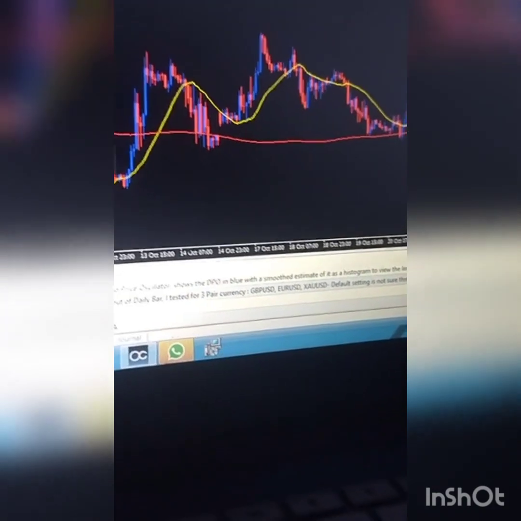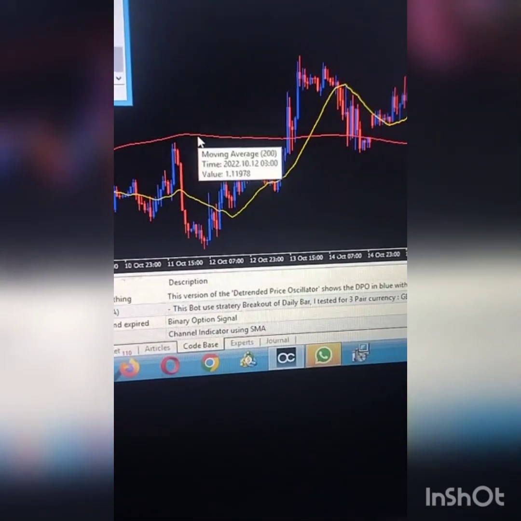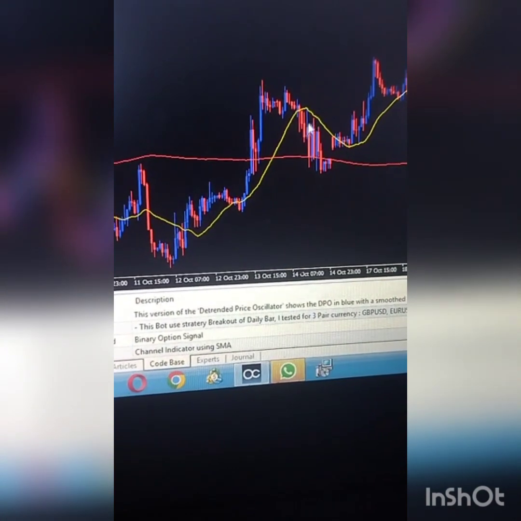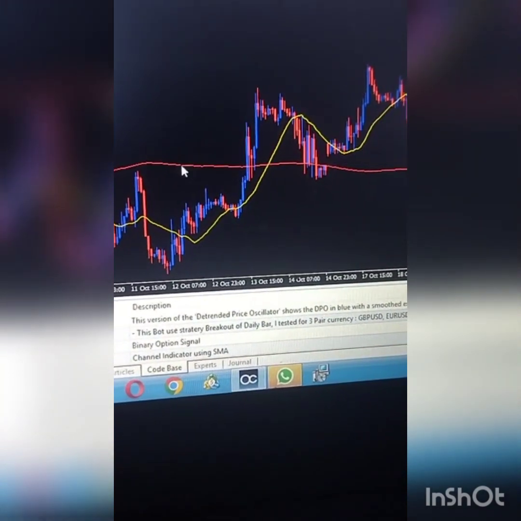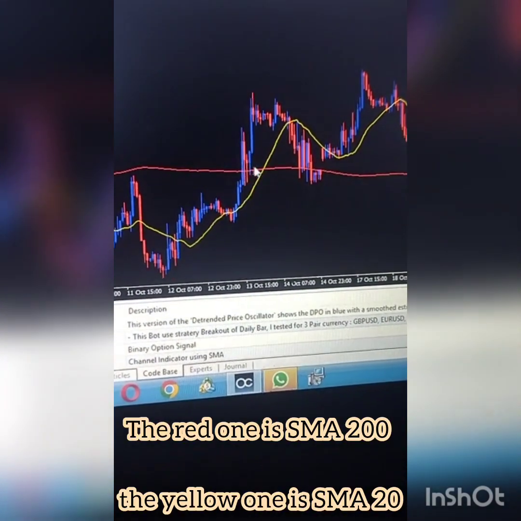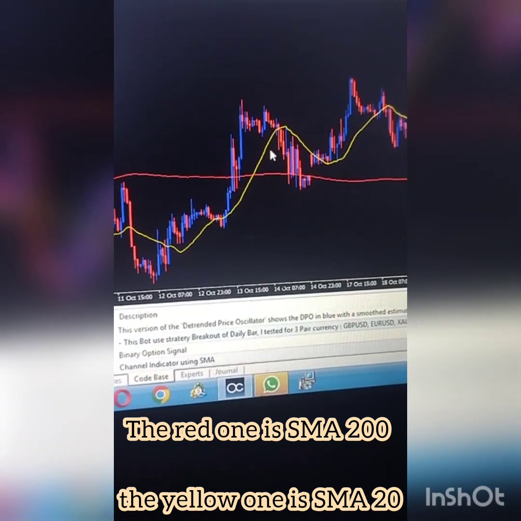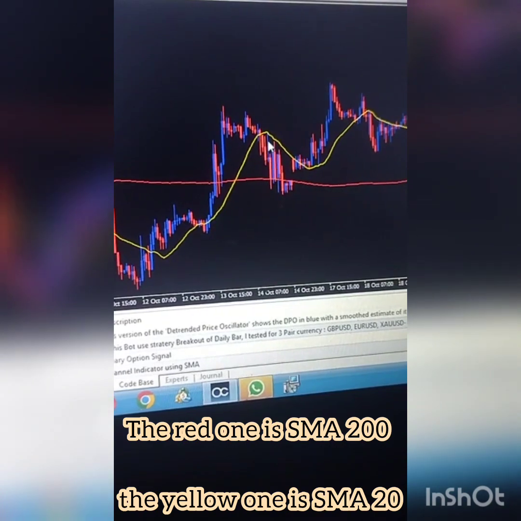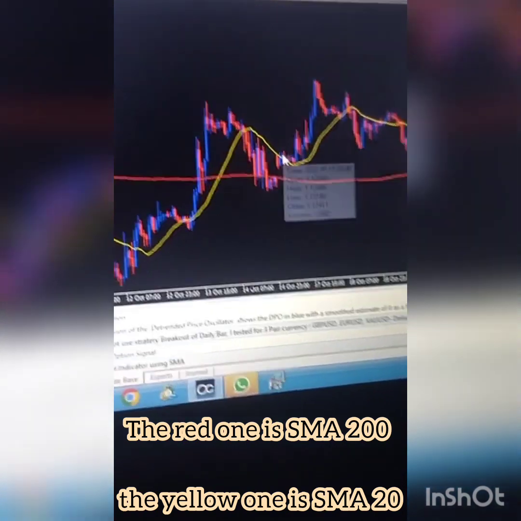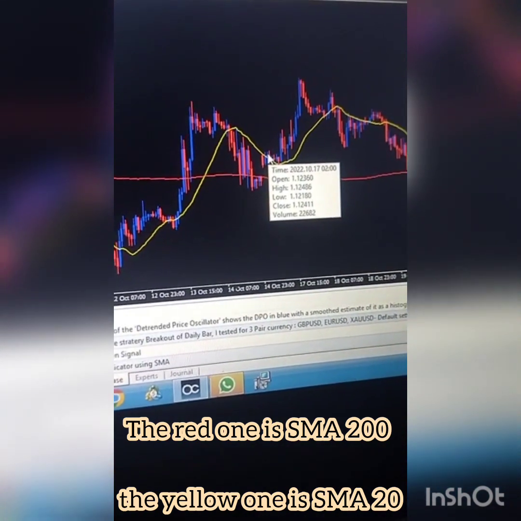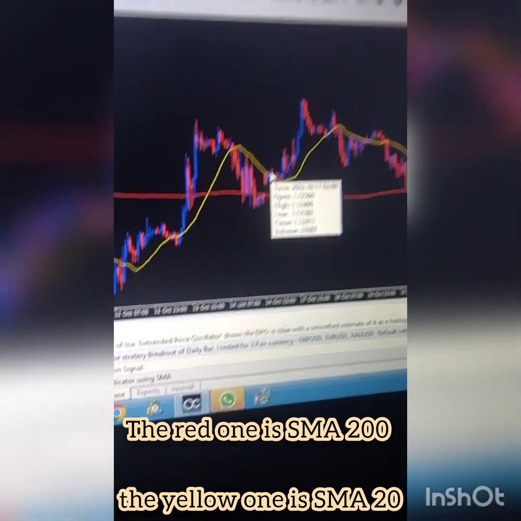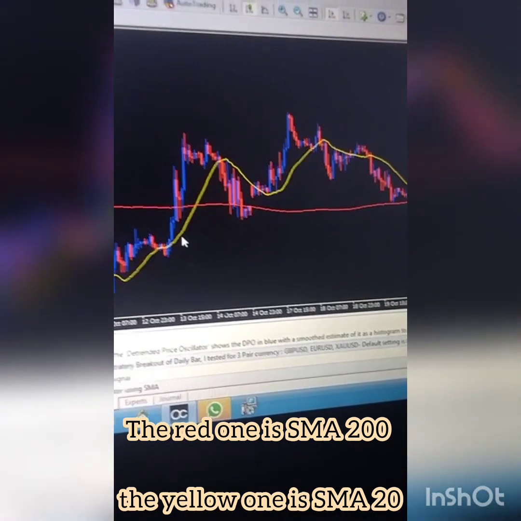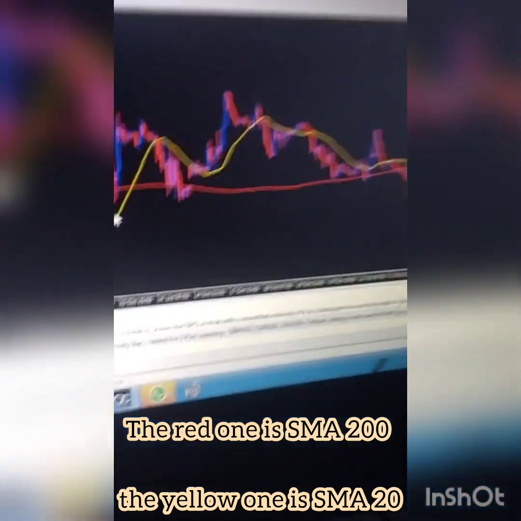The red one is moving average 200, then the yellow one is SMA 20. Let me just call them SMA, it means simple moving average. So the red is SMA 200, the yellow is SMA 20.